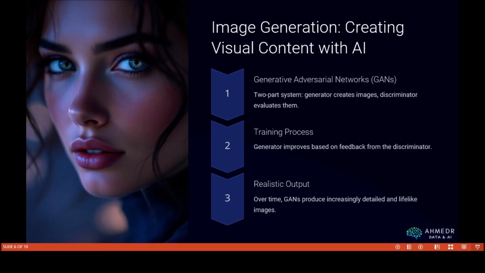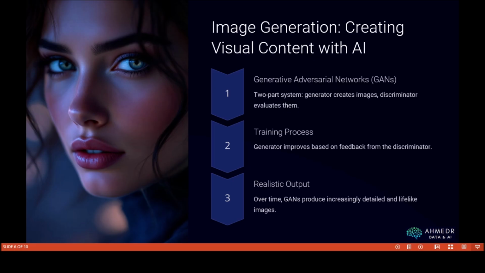But how do GANs work for image generation? During the training, the generator learns to produce increasingly realistic images, while the discriminator helps it improve by pointing out the imperfections. Over time, this process leads to incredibly detailed and lifelike images being generated.